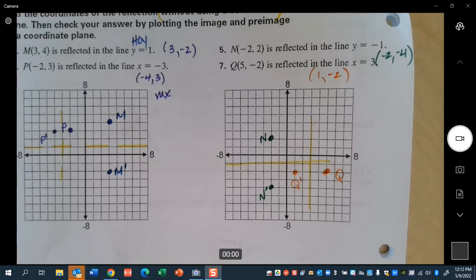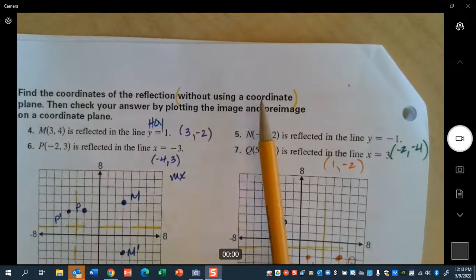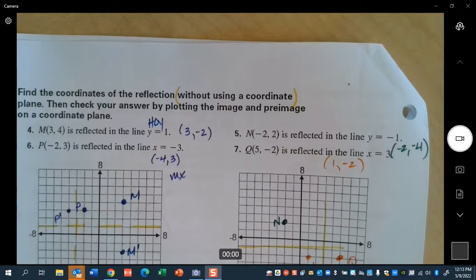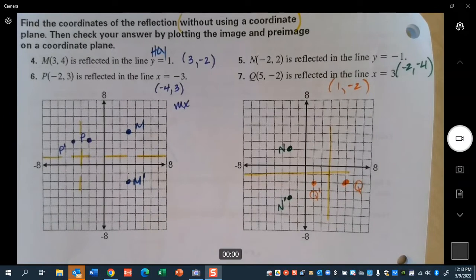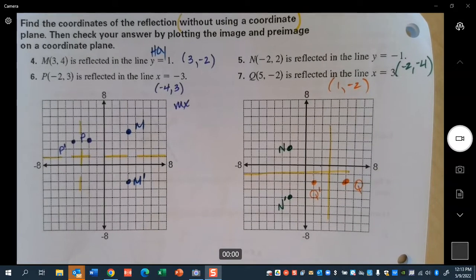If my x coordinate is 2 greater, that means that for my image, my x coordinate is going to be 2 less. So when you see it on the coordinate plane, what they wanted you to do originally is apply these rules without the coordinate plane. As far as I'm concerned, if life gives you a coordinate plane, use it. So if it's easier for you to do it like that, then please do.